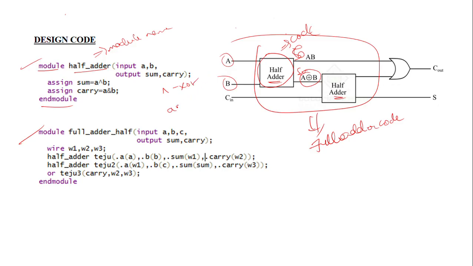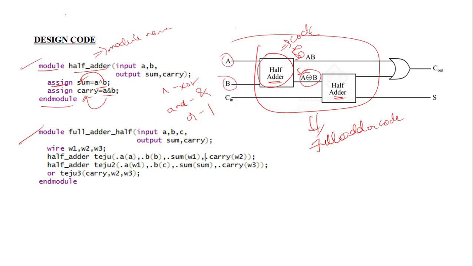For the AND operation it is the ampersand. For the OR operation it is a single vertical line. Why do we use assign? In dataflow modeling we have to assign the RHS value to the LHS, that's why I use the assign keyword. By using the assign keyword, A XOR B is assigned to sum and the AND operator is assigned to carry. Like that we design the half adder.